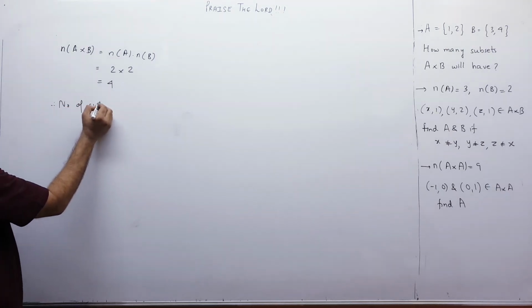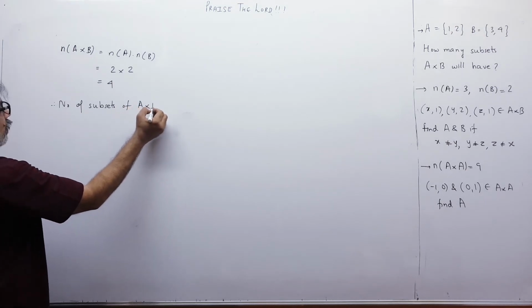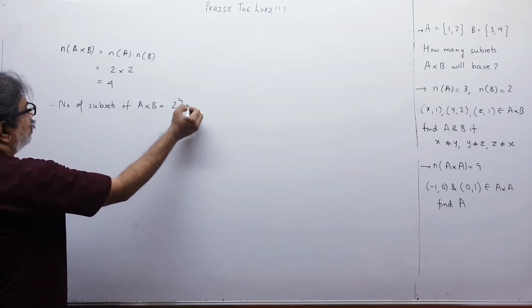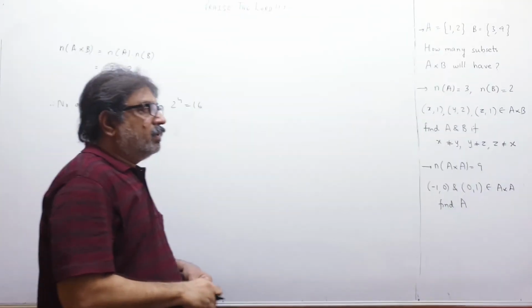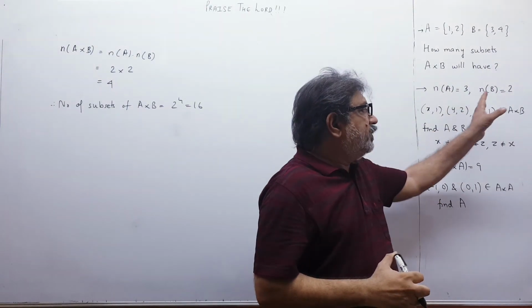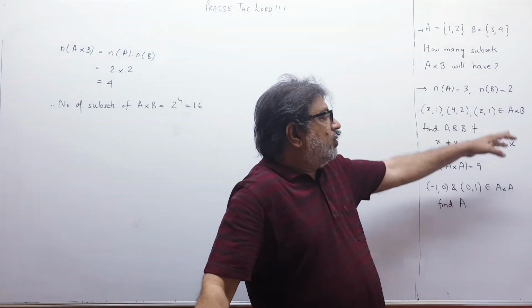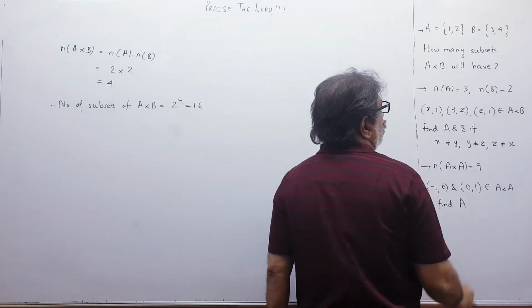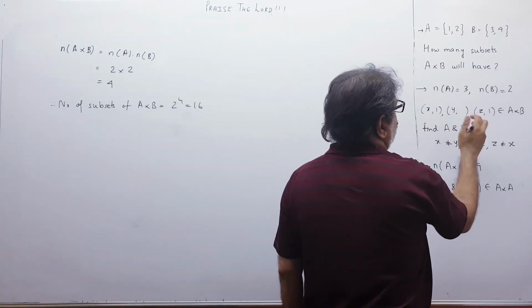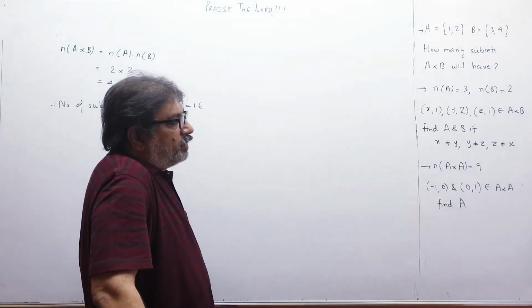therefore the number of subsets of A cross B will be 2 raised to 4 and that is 16. So easy. A has got 3 elements, B has got 2 elements. (x,1), (y,2) and (z,1) belong to A cross B.